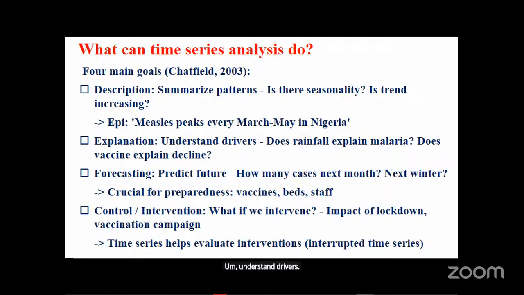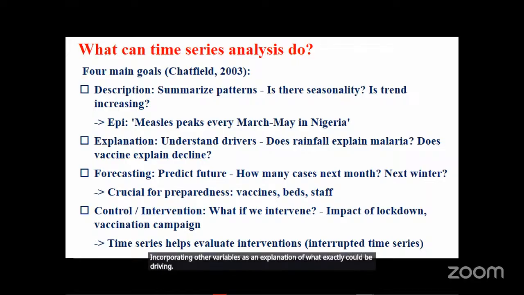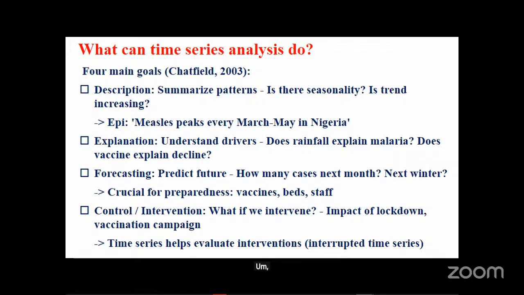All right. So then also explanation. Understand drivers. Does rainfall explain malaria? Does vaccine explain decline? You can also use a time series model, incorporating other variables as an explanation of what exactly could be driving certain patterns. For instance, let's say we know from literature that certain climatic variables explain malaria incidence in a way. That is, rainfall has an influence on malaria.